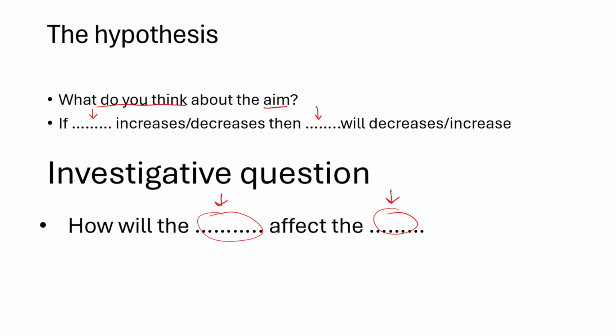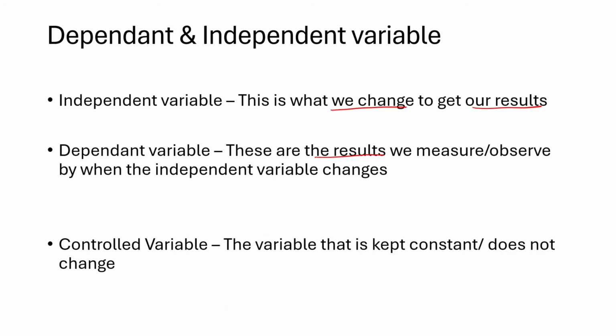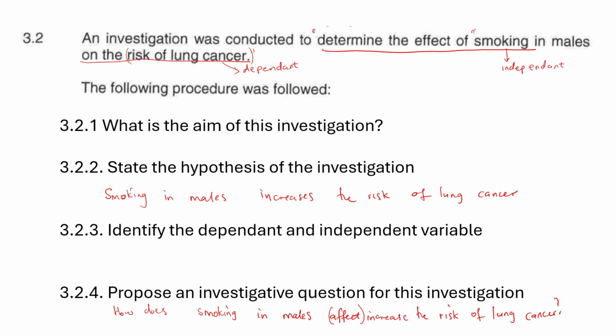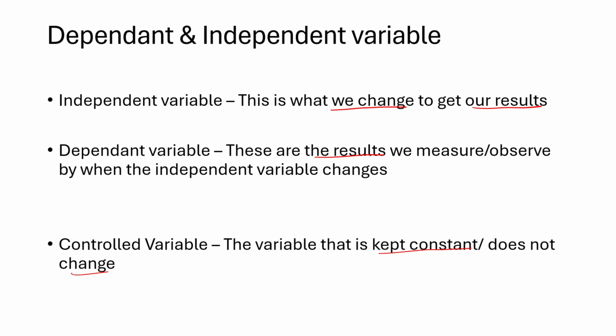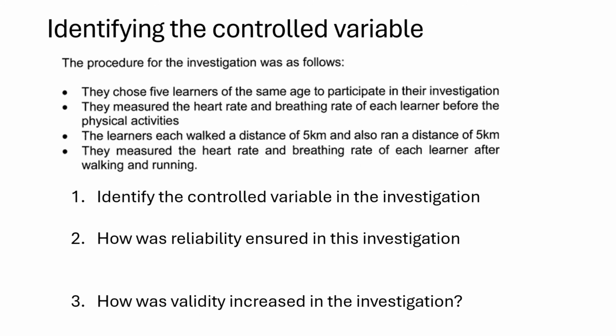So another thing that we have is known as a controlled variable. A controlled variable is kept constant or does not change. Most of the time you will not find that in the first paragraph. You will find it in the procedure of the investigation. So let's look at this procedure, for example. The procedure for the investigation was as follows. They chose 5 learners of the same age. You can see that the age is kept constant.